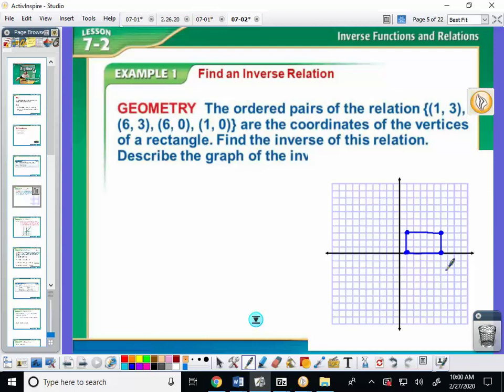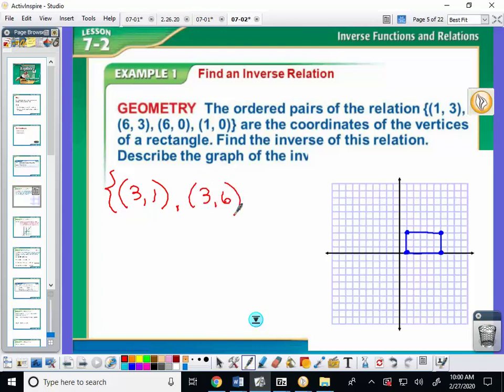So let's generate the inverse. If this ordered pair is (1, 3), what would the inverse be? (3, 1). Write that down first of all. I'm going to put it in set notation. And the second ordered pair is (6, 3). The inverse of (6, 3)? (3, 6).